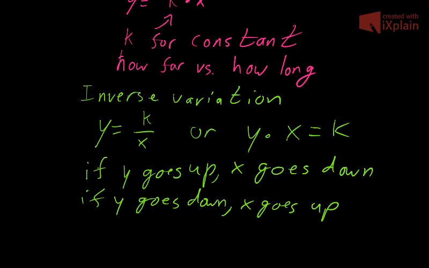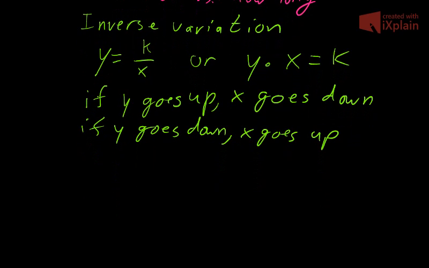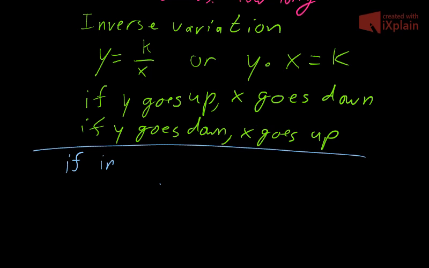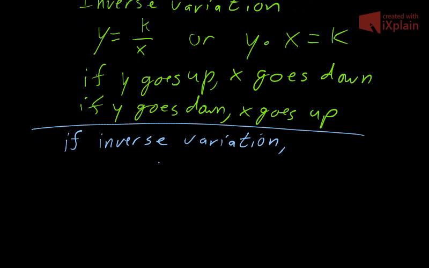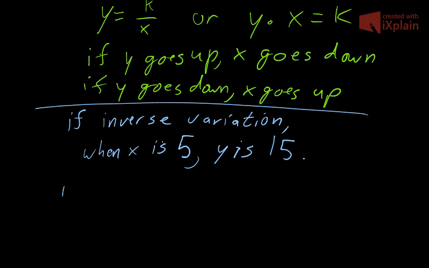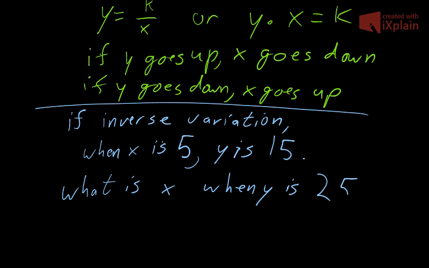So we're going to look at a couple example problems here. So an example problem would be that if I have an inverse variation, so if I know I have inverse variation, let's say I also know that when x is 5, y is 15, my next question would be what is x when y is 25?